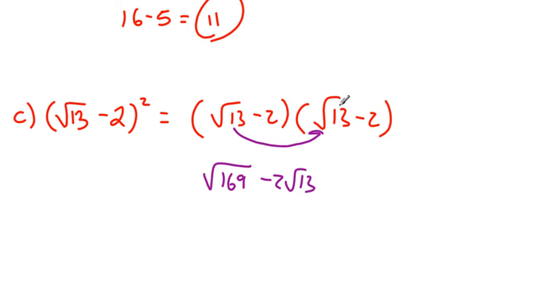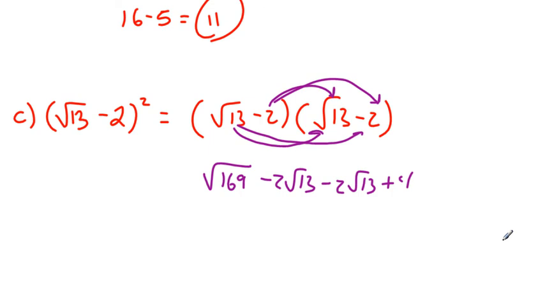Negative 2 times radical 13. Oops, see, I did this and then this. And now I'm doing this part. Negative 2 times radical 13 is a negative 2 radical 13. And negative 2 times negative 2 is a positive 4. That is a 4. I'm trying to make it look like a 4. There you go. All right, cool. So we can simplify this guy to being just simply 13. All right, that's nice. Now let's check out this guy right here.